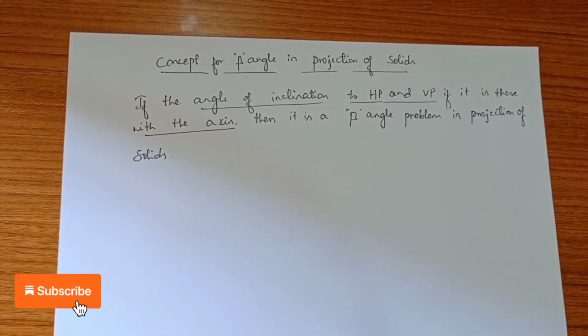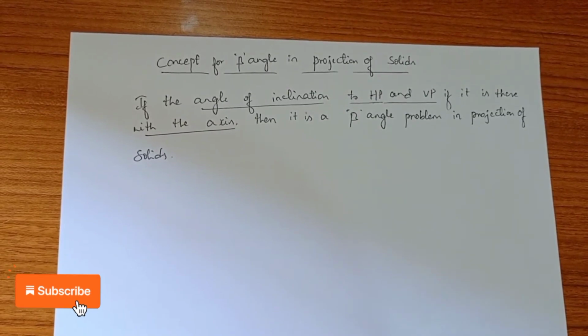The concept for beta angle in projection of solids. The concept here is, if the inclinations to both the HP and VP are given with the axis, then it is a beta angle problem. Beta angle problem in projection of solids.